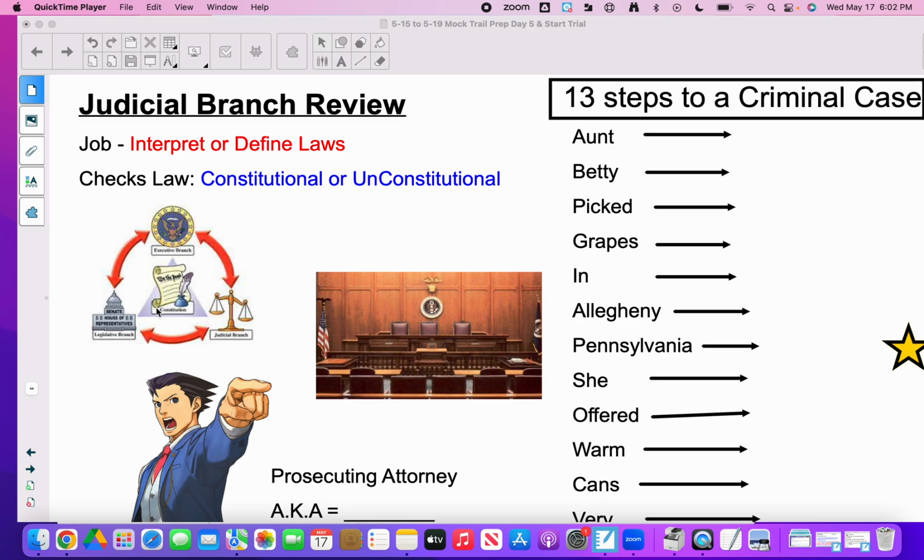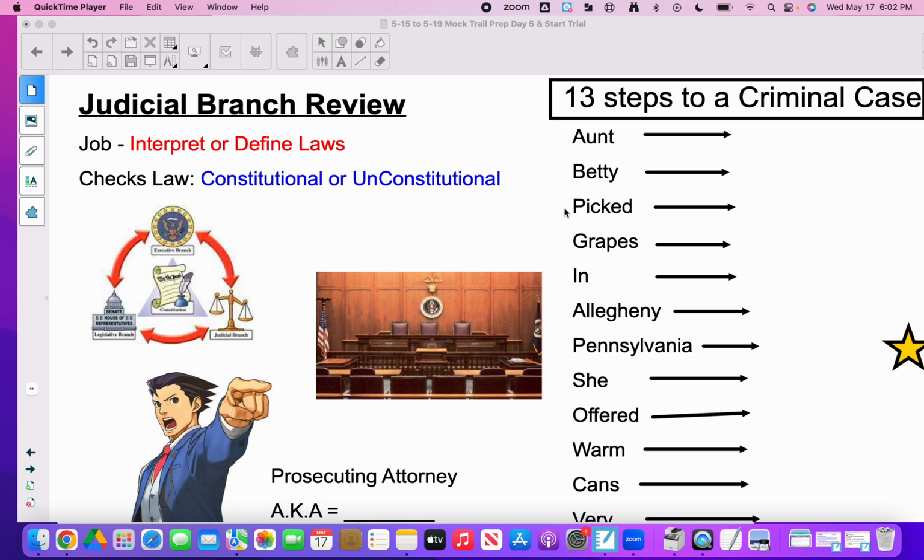In the judicial branch, the job is to define or interpret the law. What does the law say? What does it do? And when they check the president's laws, they declare laws constitutional or unconstitutional. They do the same thing with the House and the Senate, or Congress, or the L branch. They declare laws constitutional or unconstitutional. That is step one.